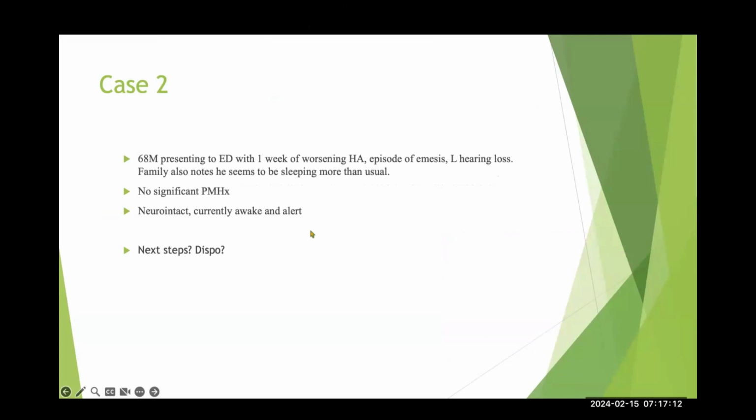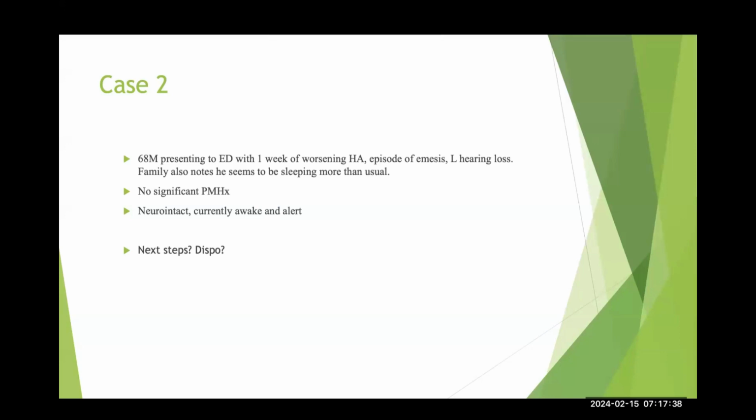So next case here is a 68-year-old male, presents to the emergency room with 1 week of worsening headaches, 1 episode of emesis, and also some left-sided hearing loss. Family also notes he's been a little bit more sleepy than usual at home. Doesn't have any past medical history that's significant, and he's neurologically intact on exam. And when you're seeing him in the emergency room, he is awake and alert and interactive.